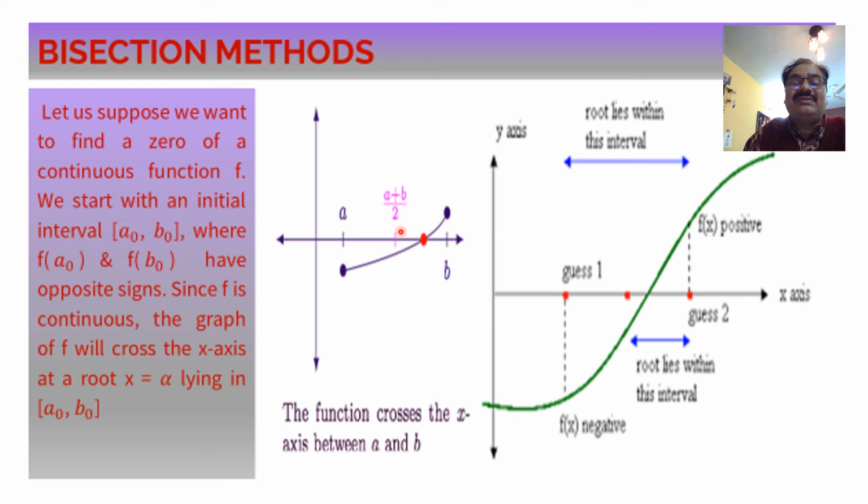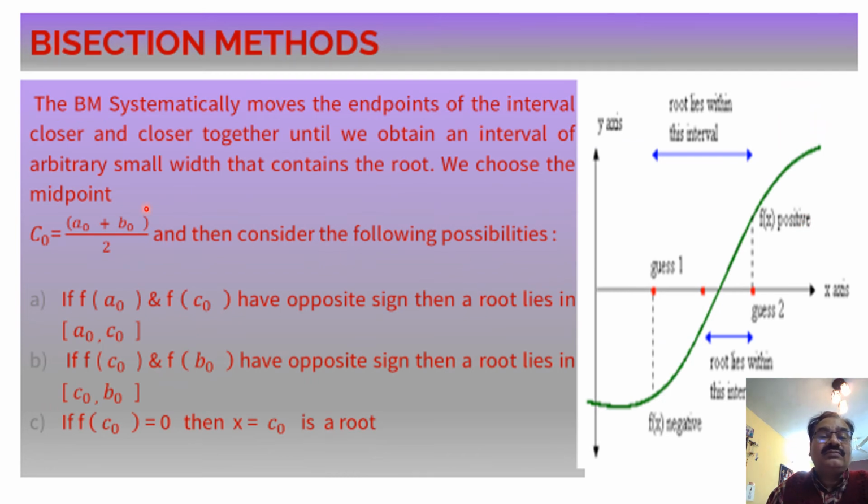Okay, so that is bisect. Every time we bisect, we go nearer and nearer to the root. The initial approximation you can take as a naught, that is only a guess, where in between one positive and one negative value. So the bisection method systematically moves the endpoints of the interval closer and closer together until we obtain an interval of arbitrarily small width that contains the root.